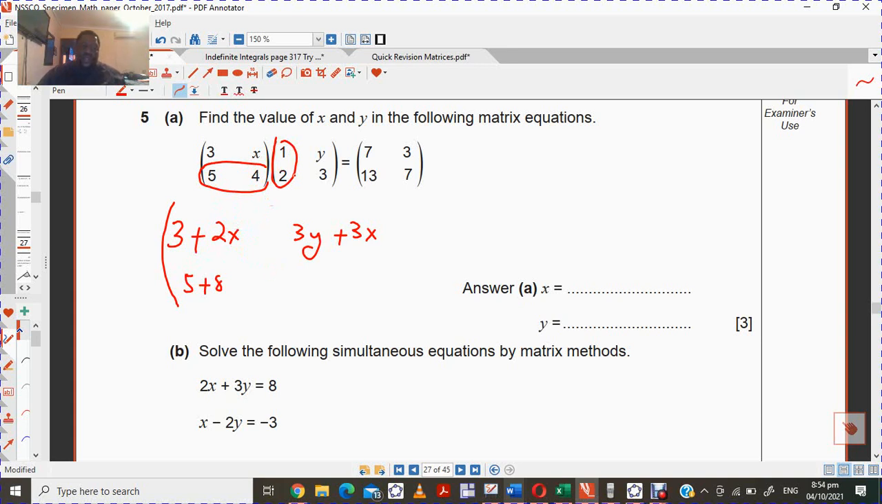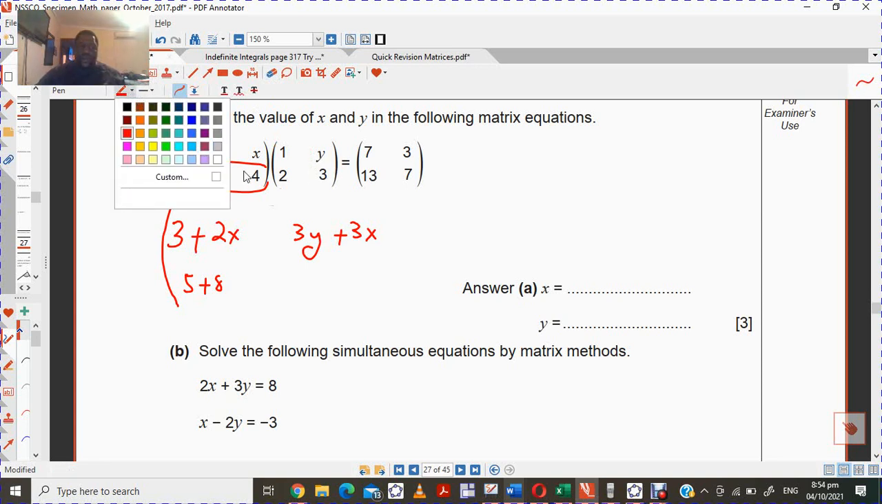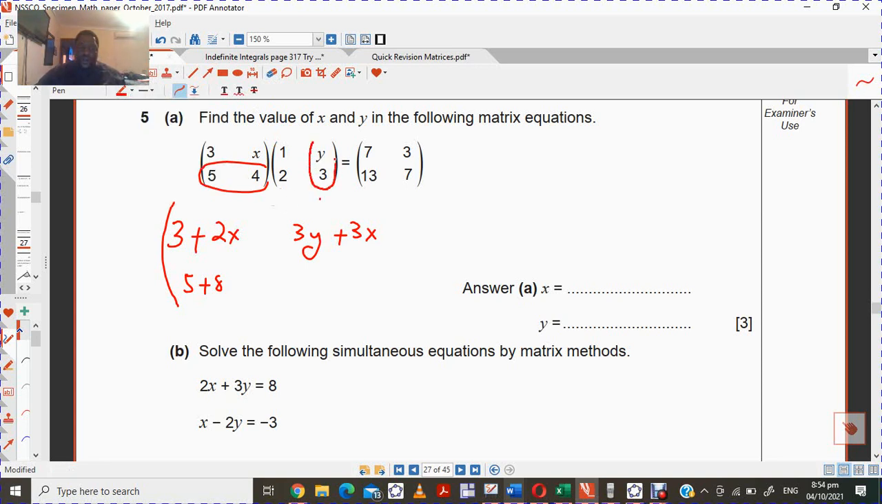Then if you take that row and multiply it now with the second column, that's 5y plus 4 times 3, plus 12. Well, it's equal to 7, 13, 3, and 7. Right, so I can create a few equations. What I will do is take this 3 plus 2x, and let it equal to 7. There's a very obvious reason why I'm doing that. So it's 3 plus 2x, let it equal to 7.